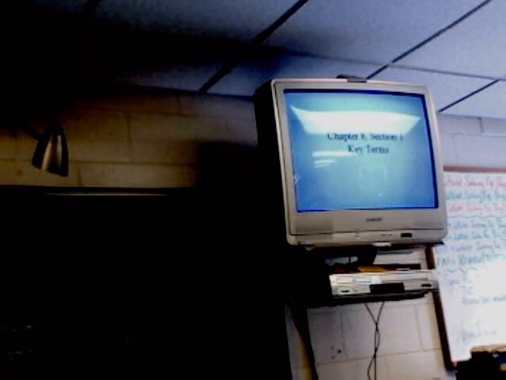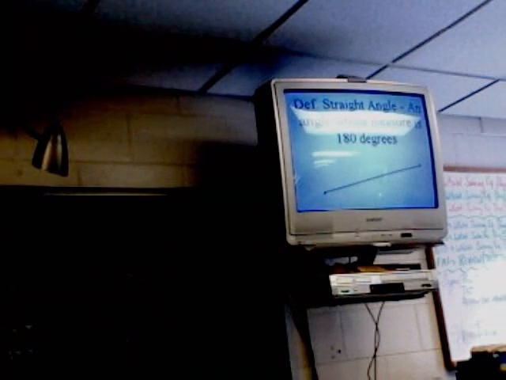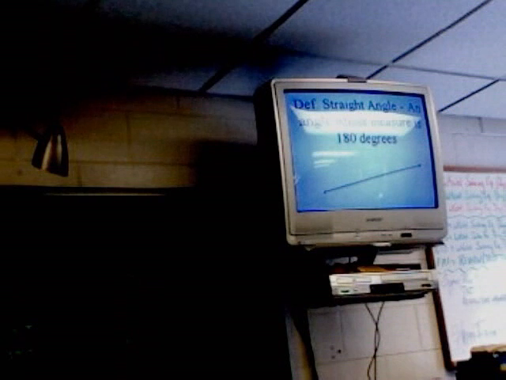First definition coming up is the definition of a straight angle. A straight angle is an angle whose measure is 180 degrees. A straight angle is the same thing as a straight line for all purposes. Straight angle, an angle whose measure is 180 degrees.